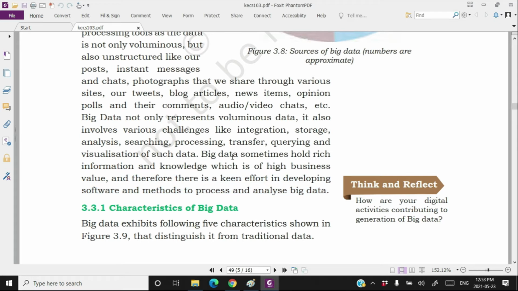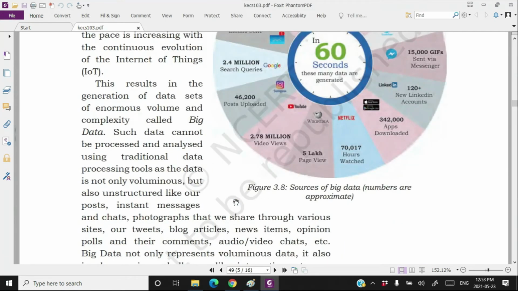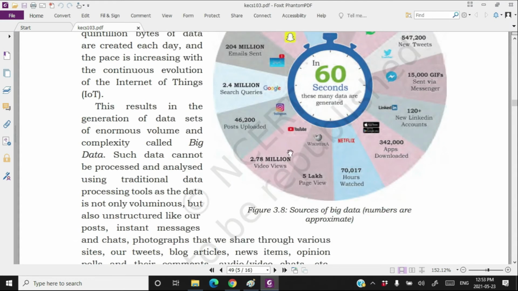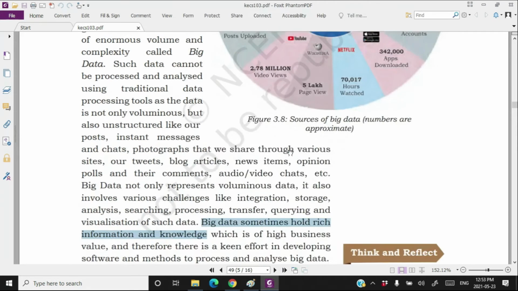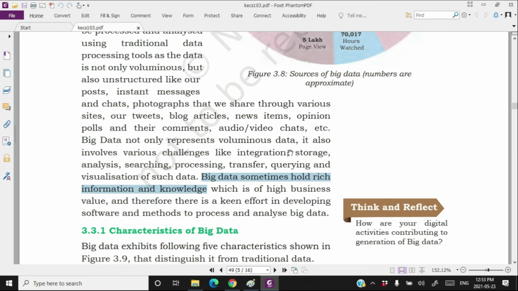So they are saying that big data sometimes holds rich information and knowledge. That means you can find a pattern which is being searched on Google, and that pattern of query search on Google may have a business value. You can find what people are searching on YouTube, what people are uploading on YouTube, and finding such patterns has its business value. So analyzing big data itself has its business value. Therefore, people are working in the field of processing and analyzing big data.